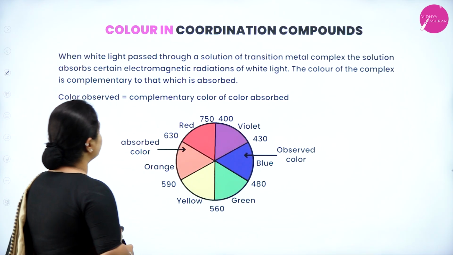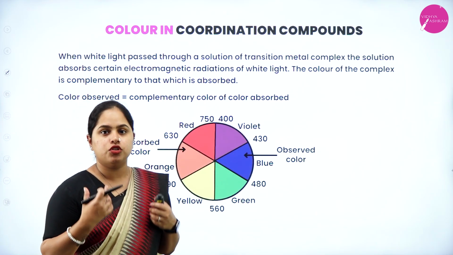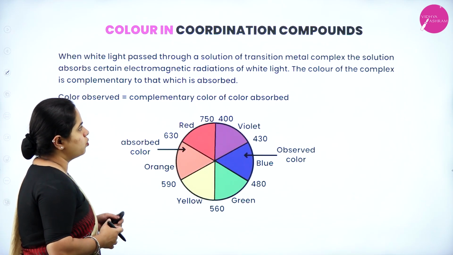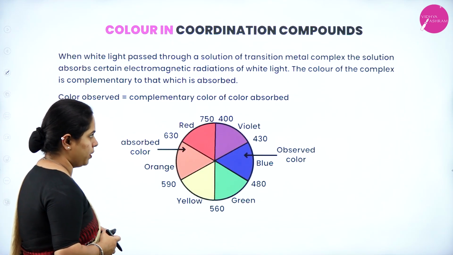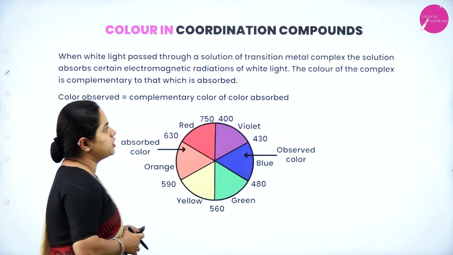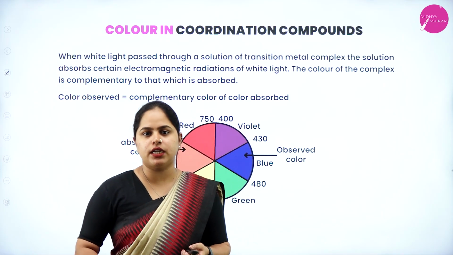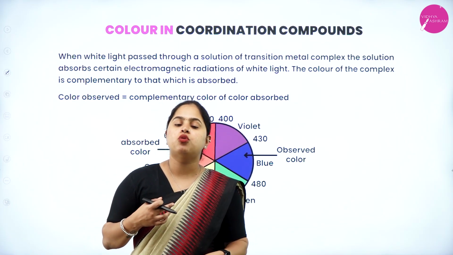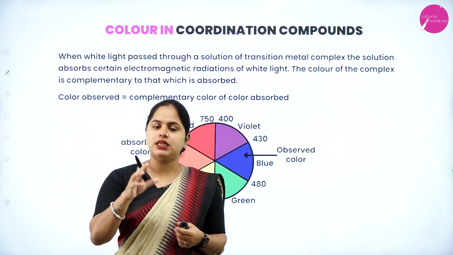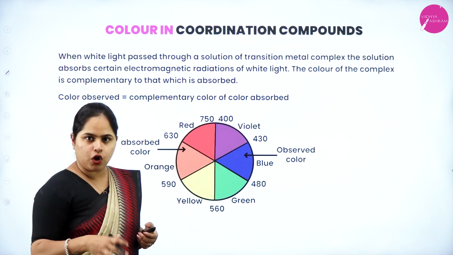Okay. So beginning with the color in coordination compounds. Why do coordination compounds show colors? Let's see. When white light is passed through a solution of a transition metal complex, the solution absorbs certain electromagnetic radiations of white light. So through a coordination compound, if you are passing white light, certain parts of this electromagnetic radiation will be absorbed by the coordination compound.